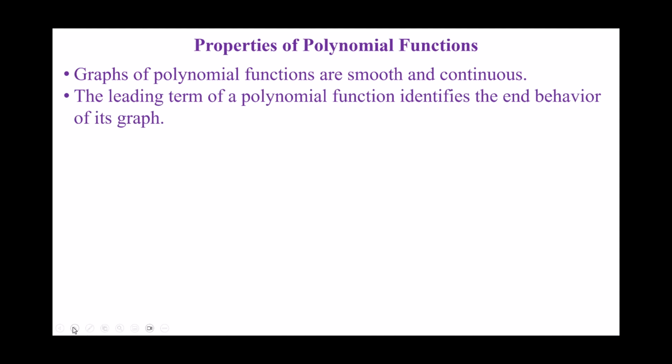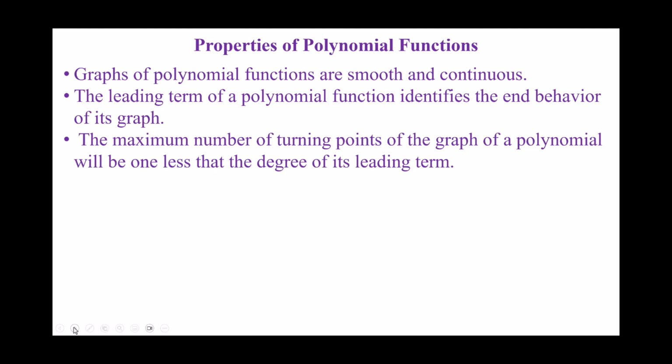The leading term of a polynomial function identifies the end behavior of the graph. The end behavior is what's happening on the right side of the graph and the left side. So as x gets bigger and bigger, as x approaches infinity, the end behavior is saying what's happening to the graph there. Is it going up or is it going down? And on the left, as x approaches negative infinity, is the graph going up or going down?